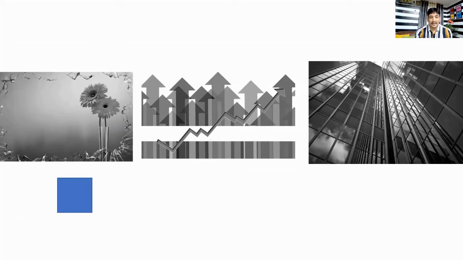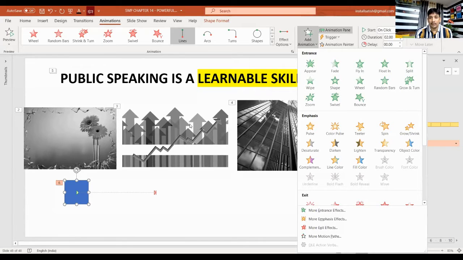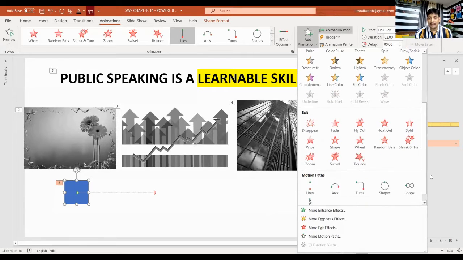So within the slide, if it has to move from one place to another place, we can do it with the help of a technique called motion path. So in animations, we have entrance for things to appear on the slide, emphasis to do some dancing on the slide, and exit wherever you want to exit them, plus motion paths to move within the slide.